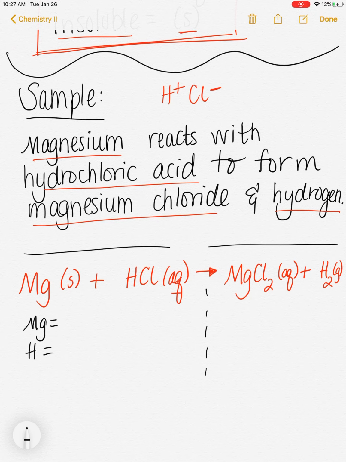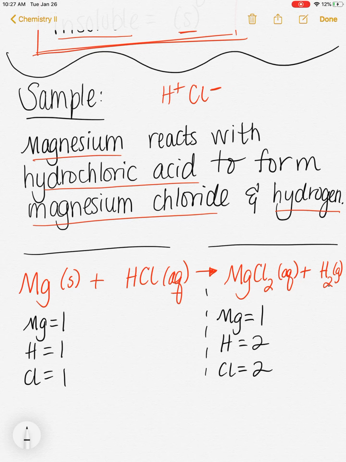So I have magnesium, hydrogen, and chlorine as my 3 elements. I'm going to list those. Then I'm going to count them up. All right, magnesium, there's 1 of them. Hydrogen, 1. Chlorine, 1. On the right side, 1 magnesium, 2 hydrogens, 2 chlorines. So I am not balanced.